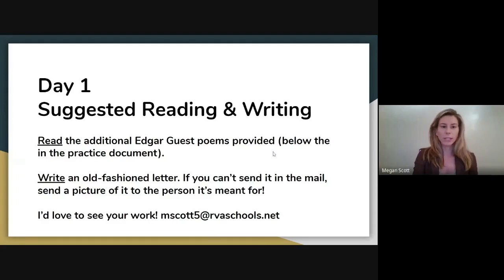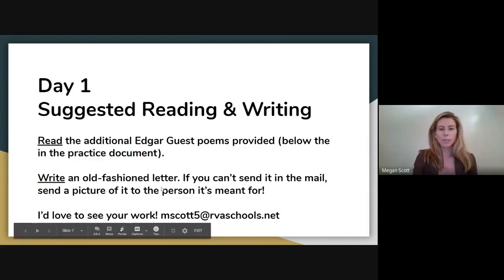If you keep scrolling down in that practice document, there's a couple more poems by him that I think you'll really like. And as far as your writing practice for today, the first poem below Our Home in the practice document is called An Old-Fashioned Letter. So I suggest that today you write an old-fashioned letter. If you can't send it in the mail, maybe send a picture of it to the person that it's meant for. I'd also love to see your work.